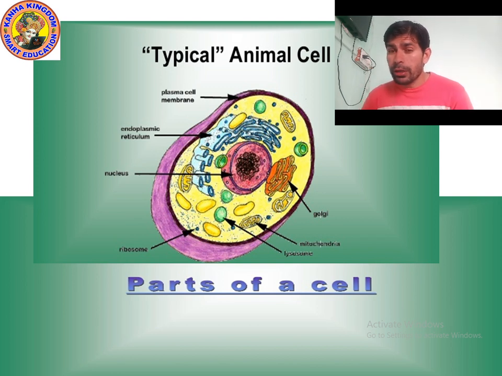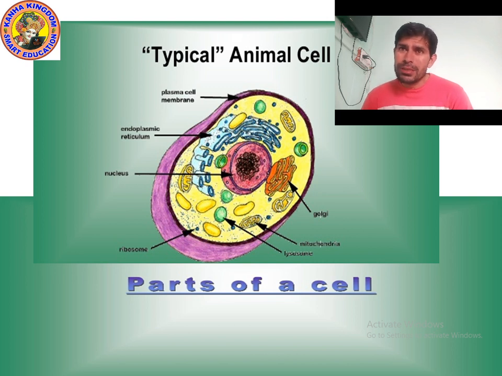Okay. Can you see the green color, orange color organelle? That is actually the Golgi body. Okay. Can you see the center part? The center part is known as the nucleus.